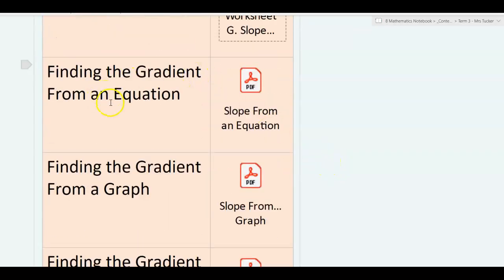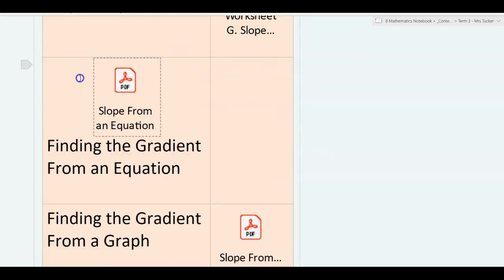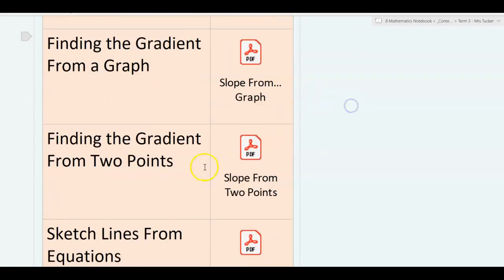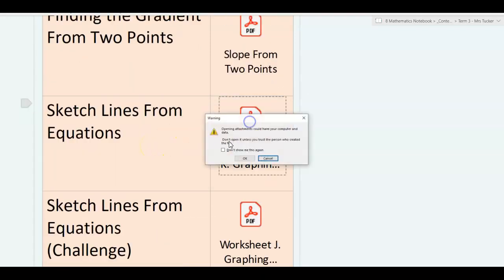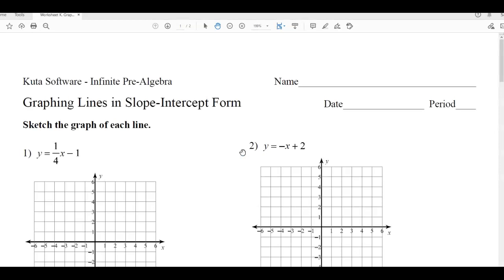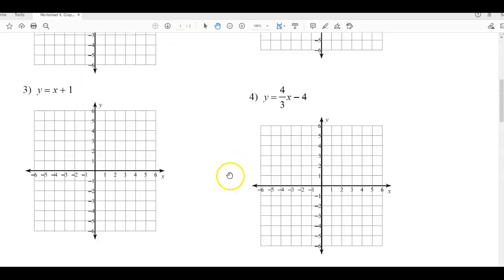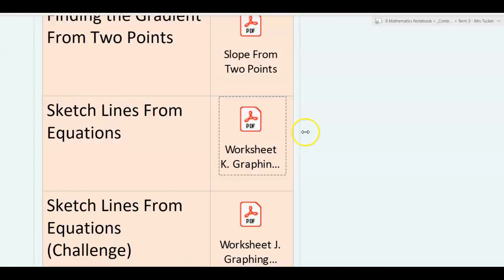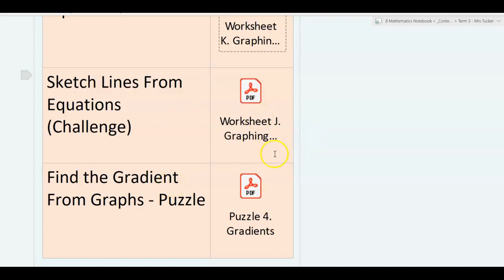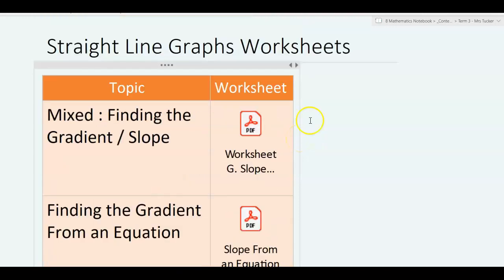If you struggled with a particular one, like you can't do it from an equation, or from a graph, or from points, then I put worksheets in for that. Then there's one down here which is just for sketching. We give you the rule and you have to sketch the line. And then there's some challenge ones down at the bottom as well. So lots from chapter 9 there.